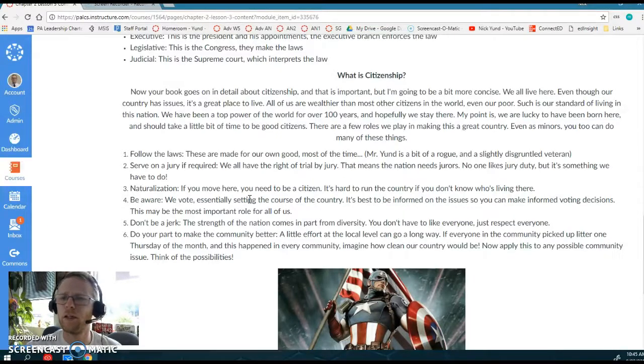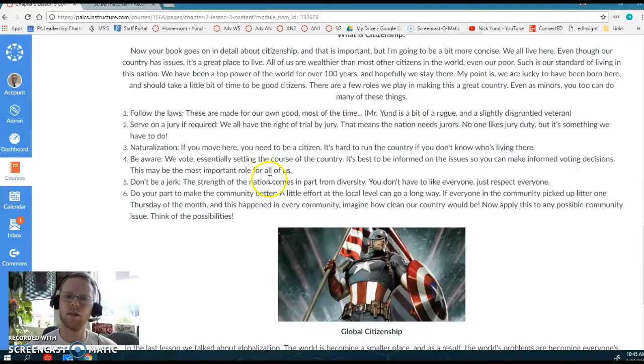There are a few roles that we can play in doing this, and even as minors, you can do a lot of these things too. So number one, follow the laws. They're made for our own good most of the time. Serve on a jury if required. It's really the duty of all citizens to serve on a jury if called. We all have the right to trial by jury by our peers, so in turn you would want that right. So if you're called to be a juror, you should do it so that you can expect the same thing in return.